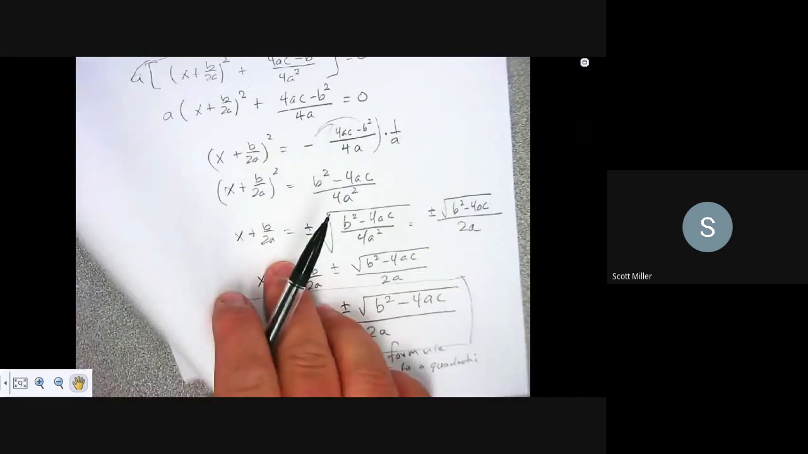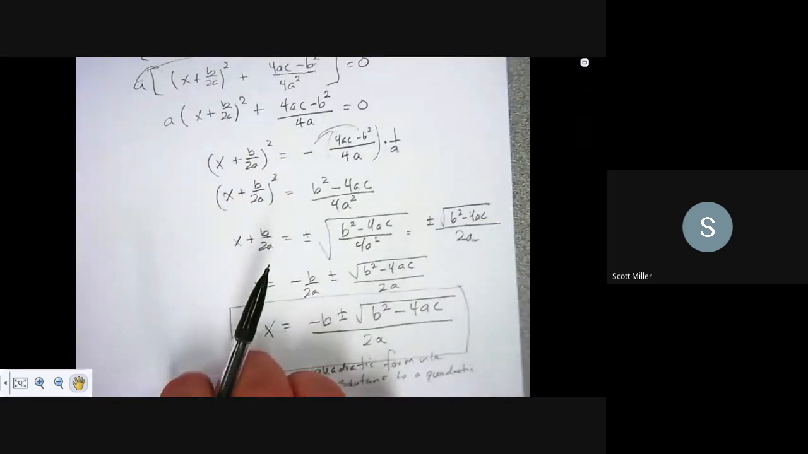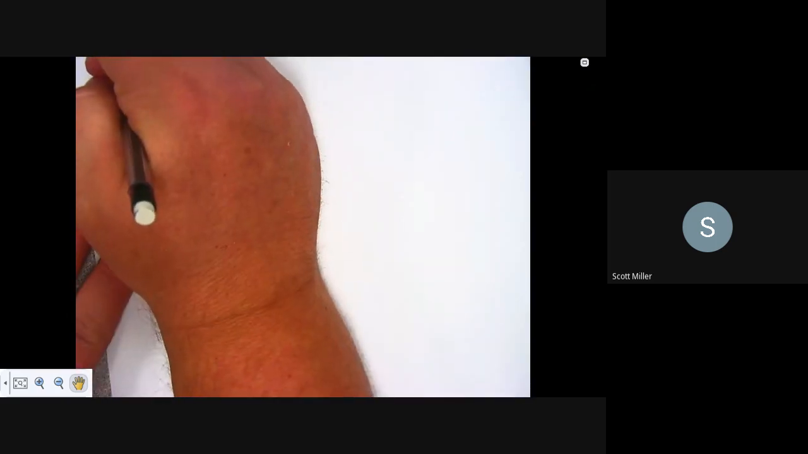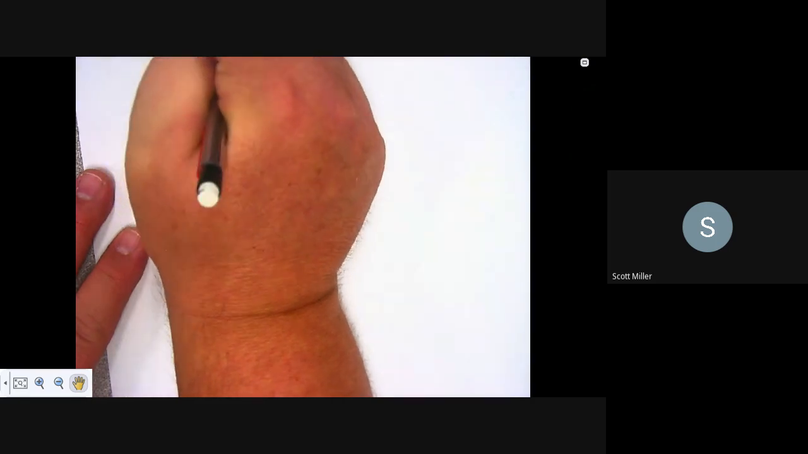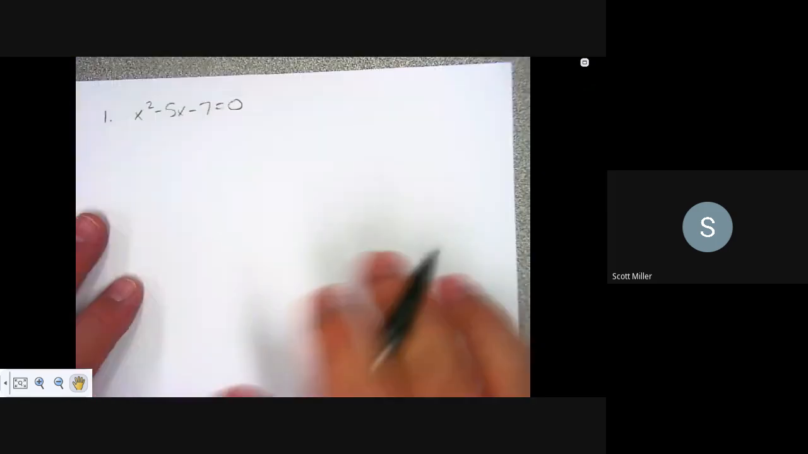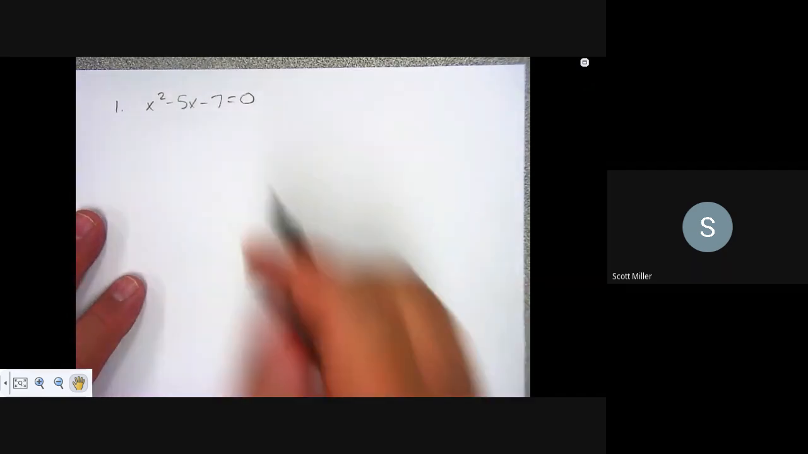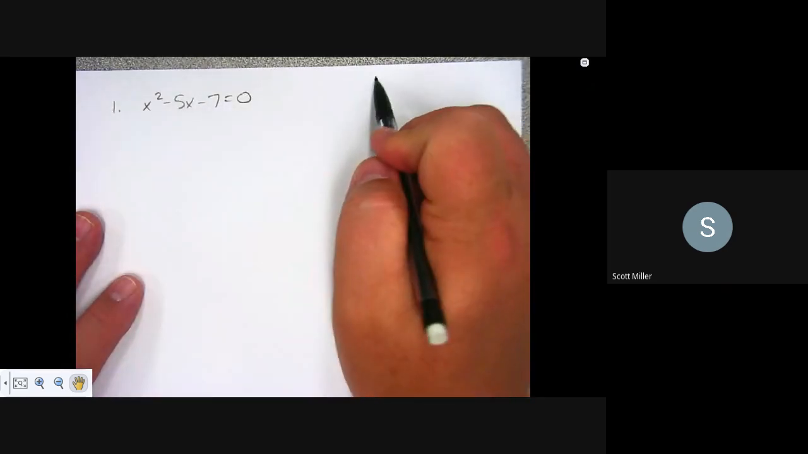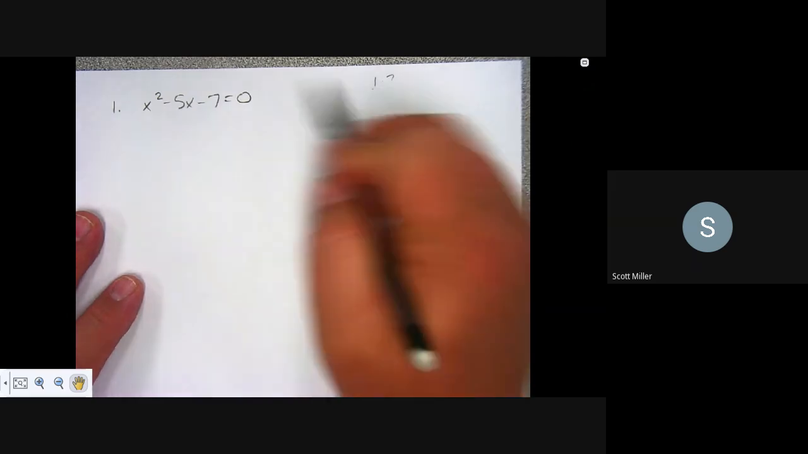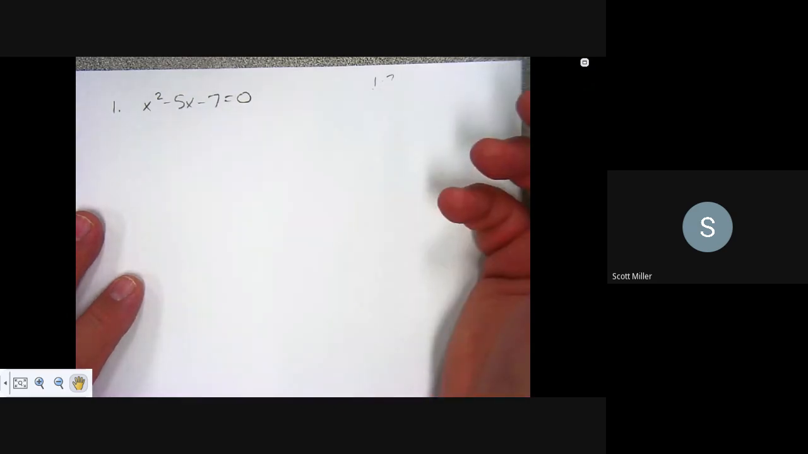Let's do a practice problem with some of the problems we had from our worksheet. So here, I'm just going to take one of them. Let's take number 1 as an example. We'll do x squared minus 5x minus 7 equals 0. So the question is, can I factor this? Are there factors of 7 that will subtract and give me a 5? Well, 7 is 1 and 7. They don't subtract and give me 5. So this will not factor.